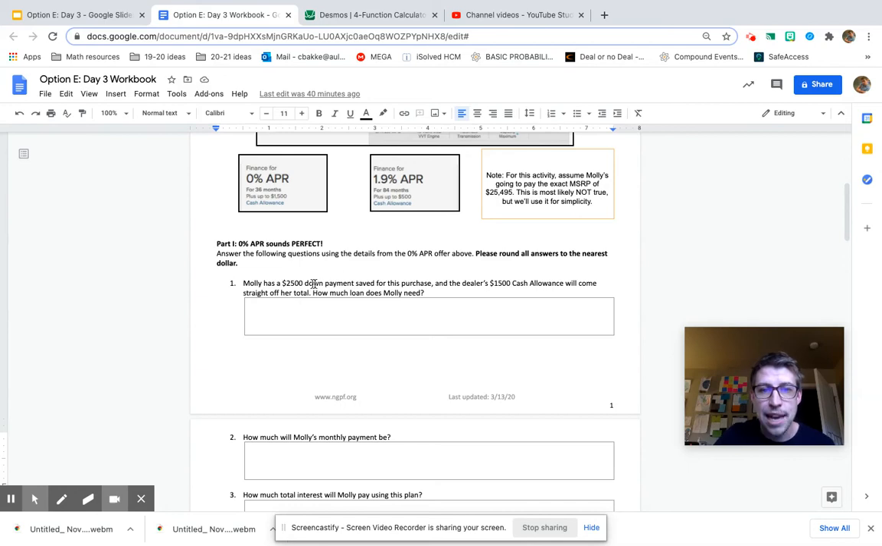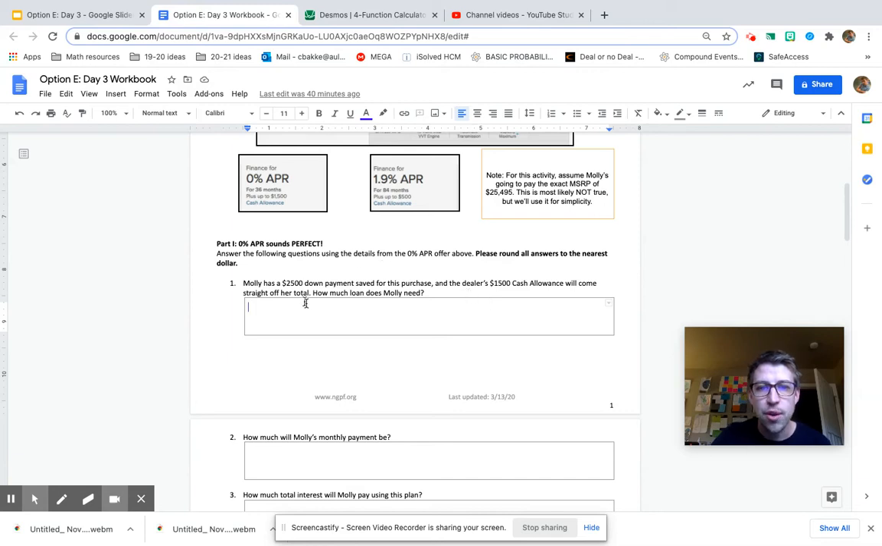And remember, guys, a down payment means that she literally has $2,500 in her bank account right now, and she's going to show up with a check to the car dealership and literally pay off that much money off of the price of the car right when she shows up before she gets the loan. And the dealer is giving her that full $1,500 cash allowance, which means that's another batch of money they just subtract right from the total of the car.